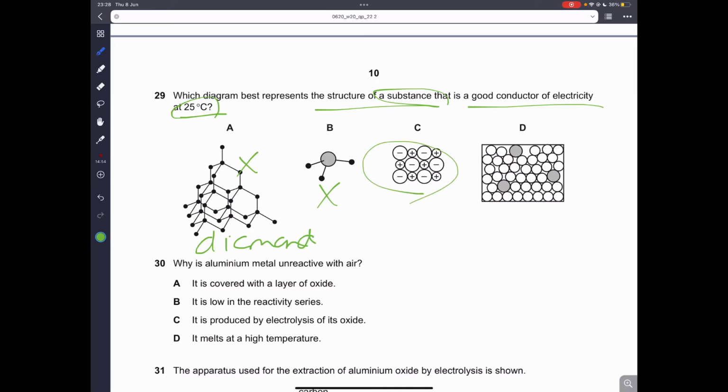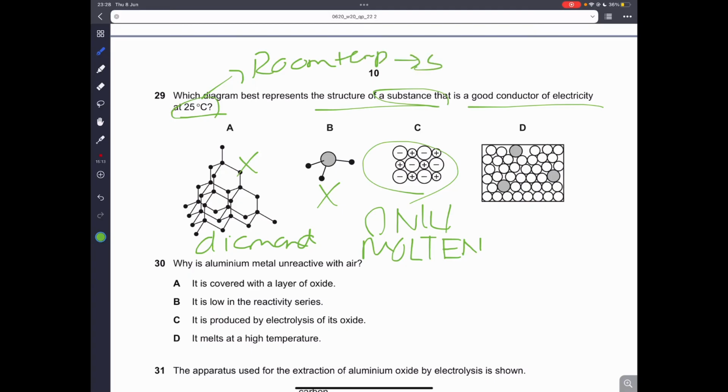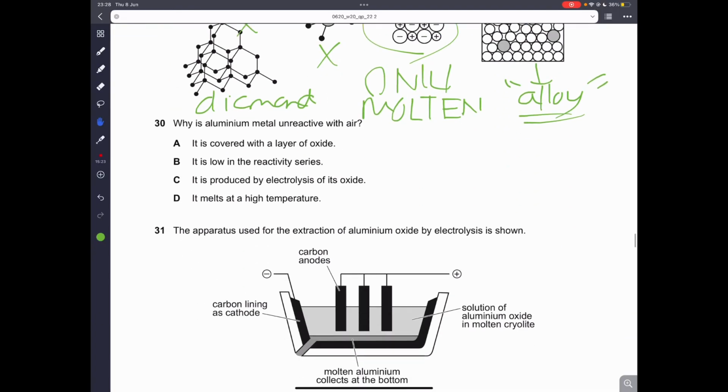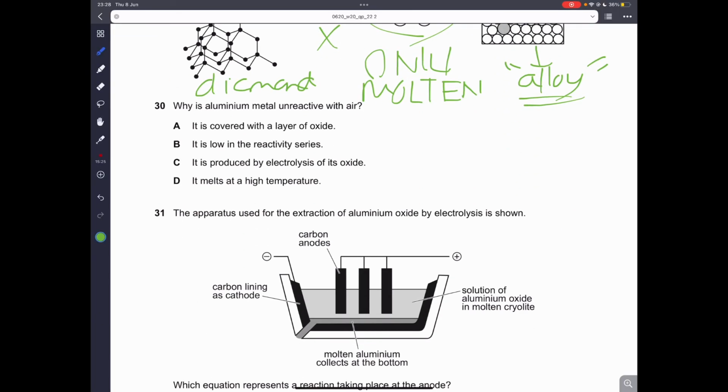The ionic compound, they do conduct electricity, but remember, they only conduct electricity when they are molten, or liquefied, or when they are in the aqueous state, when the ions can move freely. But 25 degrees Celsius is room temperature, and this means they have to be solid, and therefore D is the only reasonable choice. And if you look at the structure as well, it is the structure of an alloy, which is a mixture of metals.